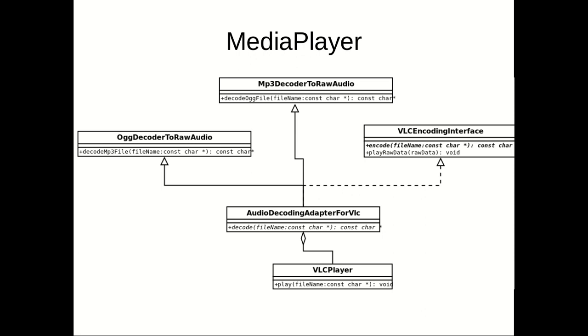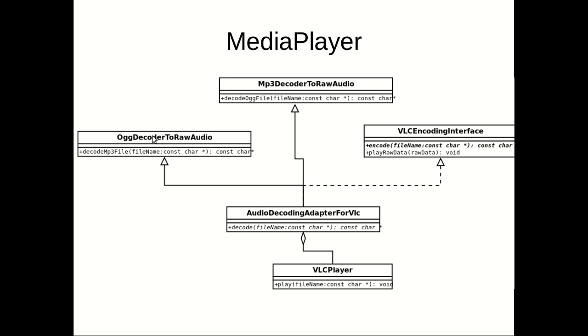And of course, there are two more classes like OGG decoder to raw audio, MP3 decoder to raw audio, and it has its own operation. So here in the MP3 decoder, you can see, I'm sorry, I think I have used wrong operations here, but it should be a decode MP3 file, and it should be here, it should be decode OGG file here. End of the day, the purpose of this class is to encode the file format into the raw data.